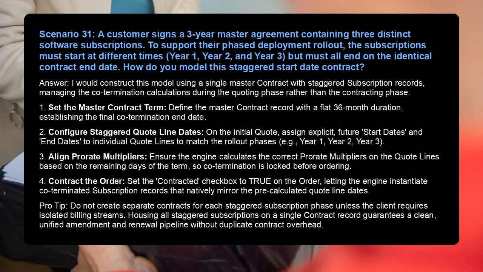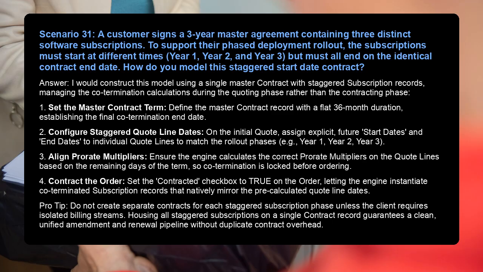2. Configure staggered quote line dates. On the initial quote, assign explicit future start dates and end dates to individual quote lines to match the rollout phases, for example, year 1, year 2, year 3. 3. Align prorate multipliers. Ensure the engine calculates the correct prorate multipliers on the quote lines based on the remaining days of the term, so co-termination is locked before ordering. 4. Contract the order. Set the contracted checkbox to true on the order, letting the engine instantiate co-terminated subscription records that natively mirror the pre-calculated quote line dates.